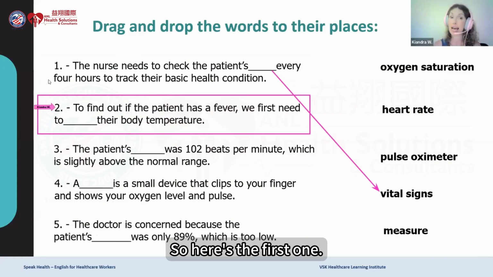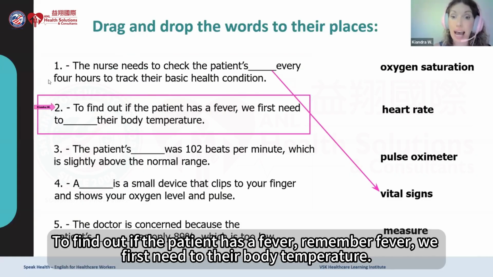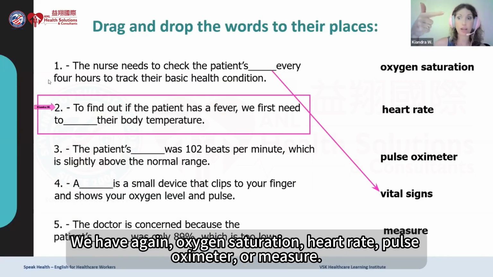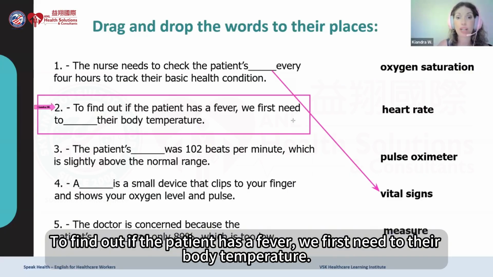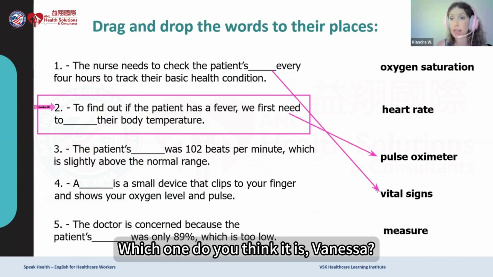To find out if the patient has a fever, remember fever, we first need to blank their body temperature. We have again oxygen saturation, heart rate, pulse oximeter, or measure. So I am going to go to Vanessa. Which one do you think it is, Vanessa?